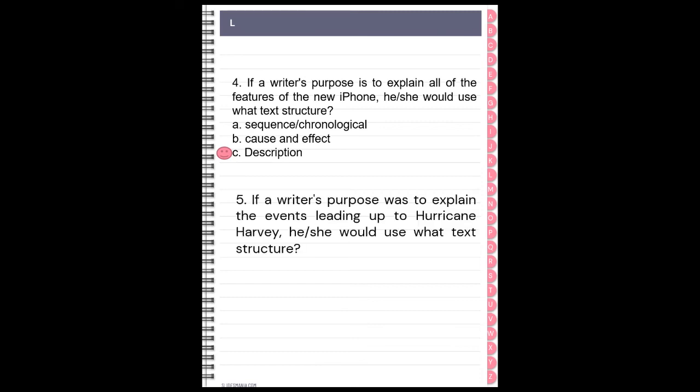Last number. If a writer's purpose was to explain the events leading up to Hurricane Harvey, he or she would use what text structure? Sequence or chronological, cause and effect, problem and solution. The answer is sequence or chronological. Good job!